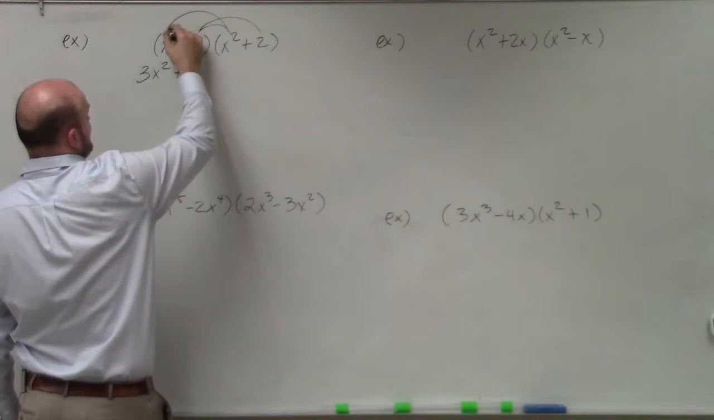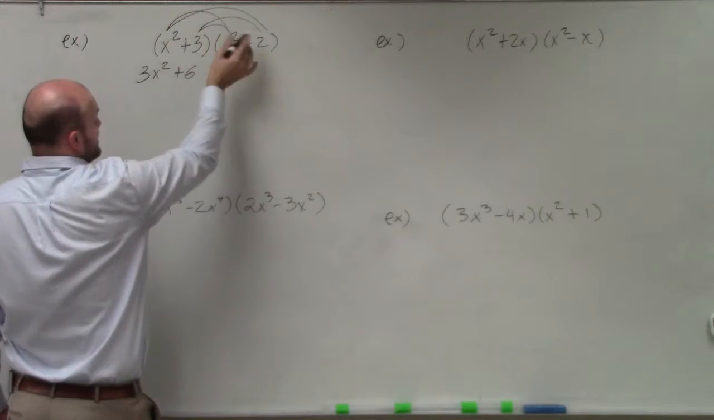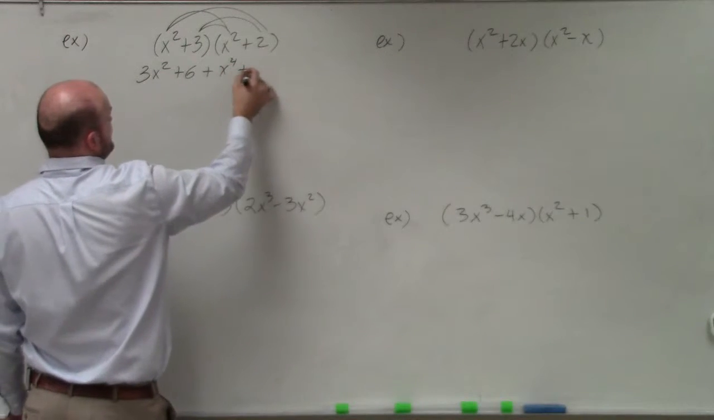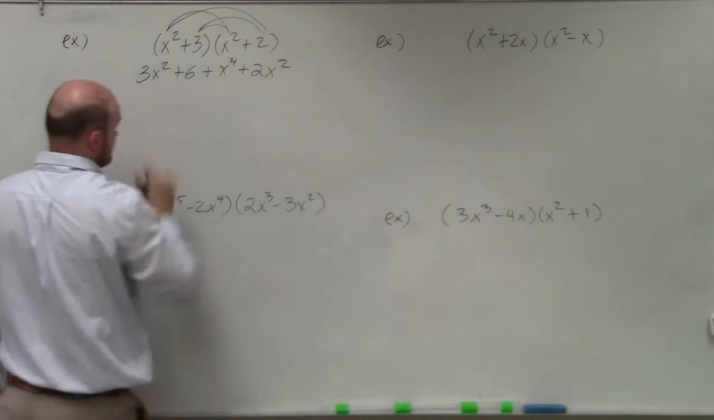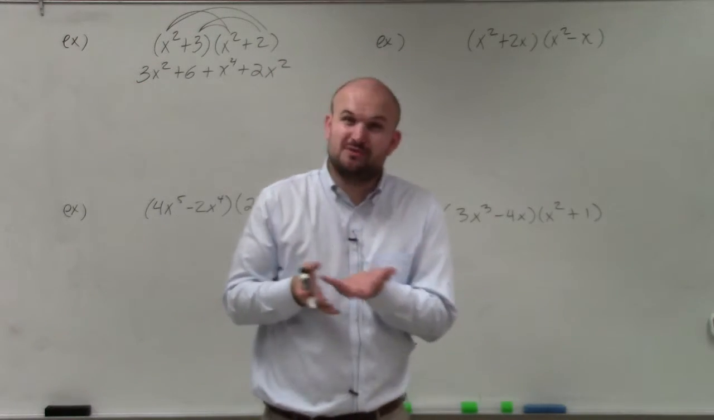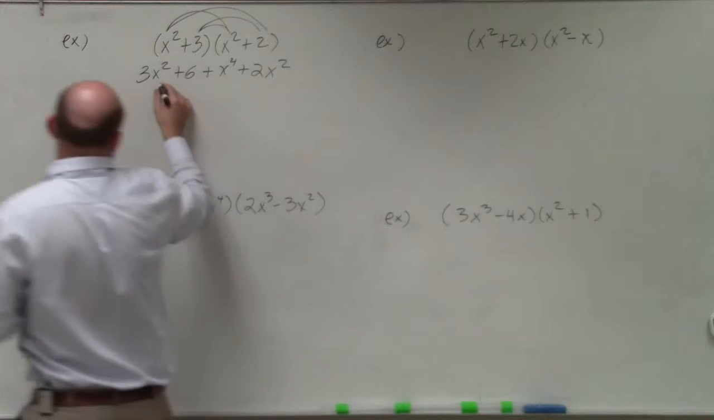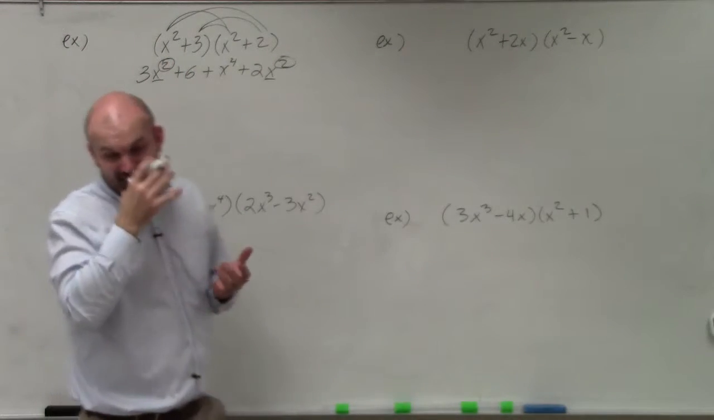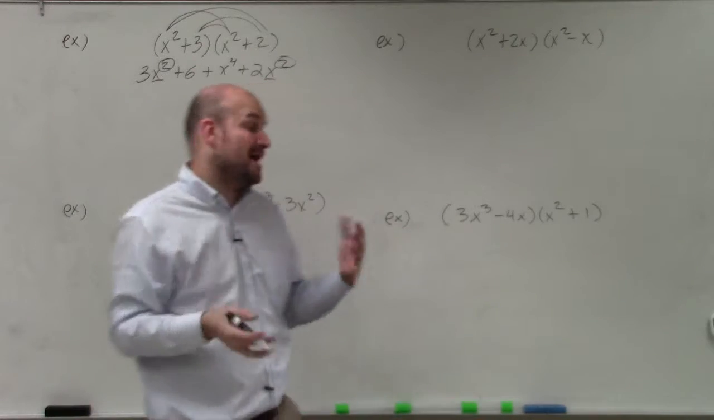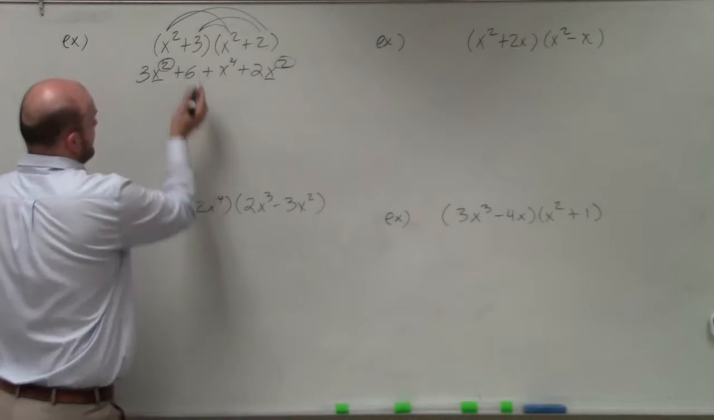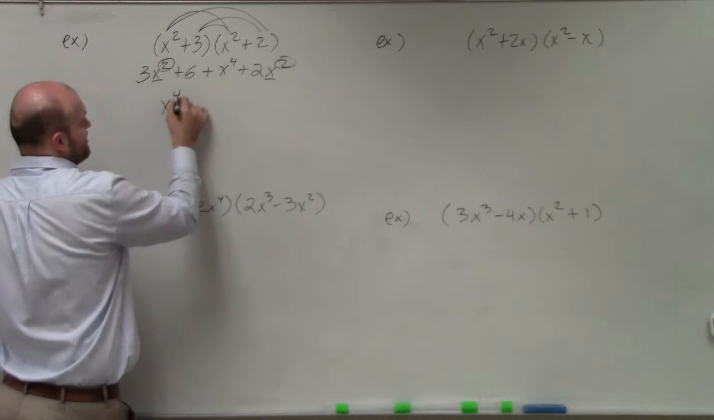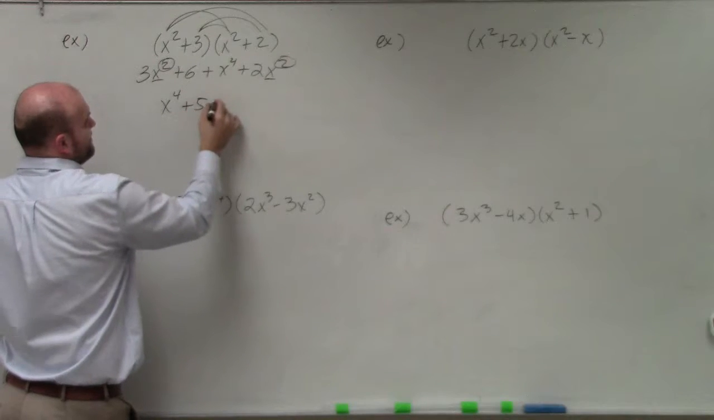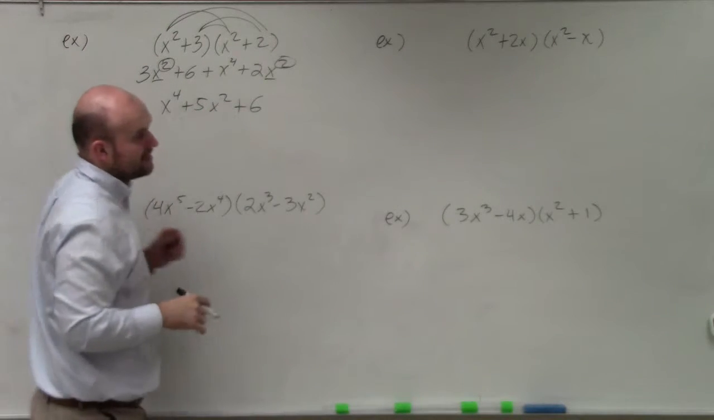And then I'm going to do x squared times x squared and x squared times 2. So x squared times x squared is going to be x to the 4th, and x squared times 2 is going to be a positive 2x squared. Now I'm looking for terms that have the exact same base as well as power, because you can only combine terms with the same base and same exponent, and that's going to be my x squared terms. Then I'll rewrite everything in descending order. My highest power is 4, and then 3x squared plus 2x squared is 5x squared, and then plus 6.